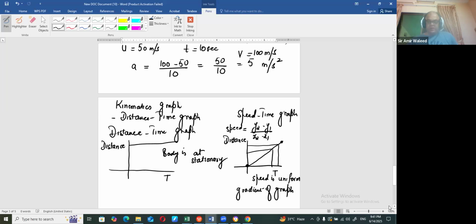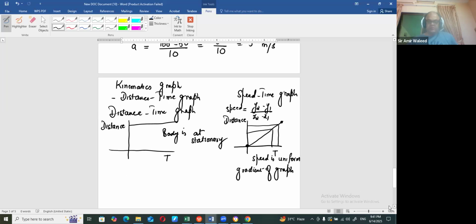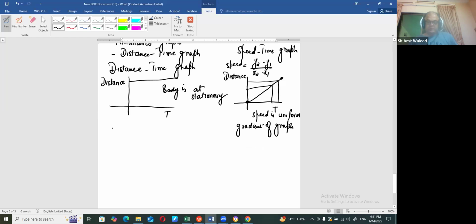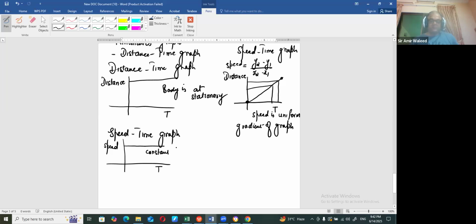Then you have another kind of graph which is called the speed time graph. Now, what is the speed time graph? If a graph is a straight line parallel to the x-axis and on the y-axis you have speed, it means speed is not changing. So it's a constant speed graph, because the speed is not changing.